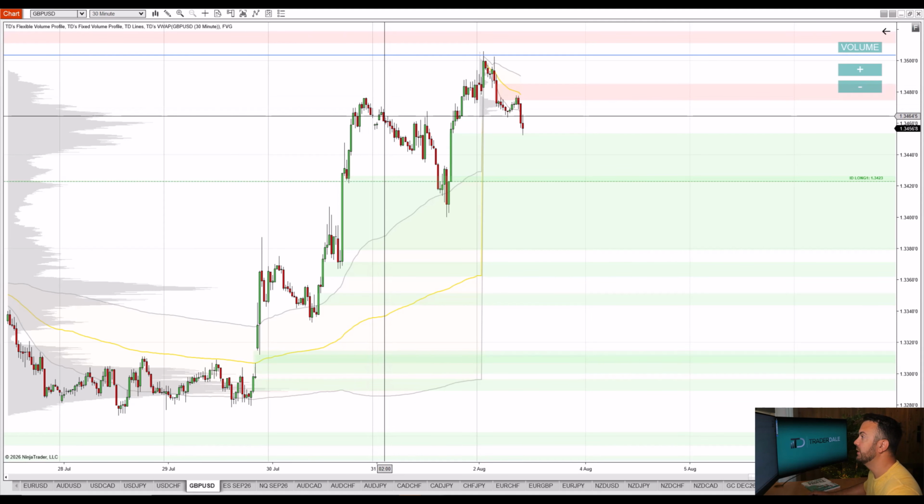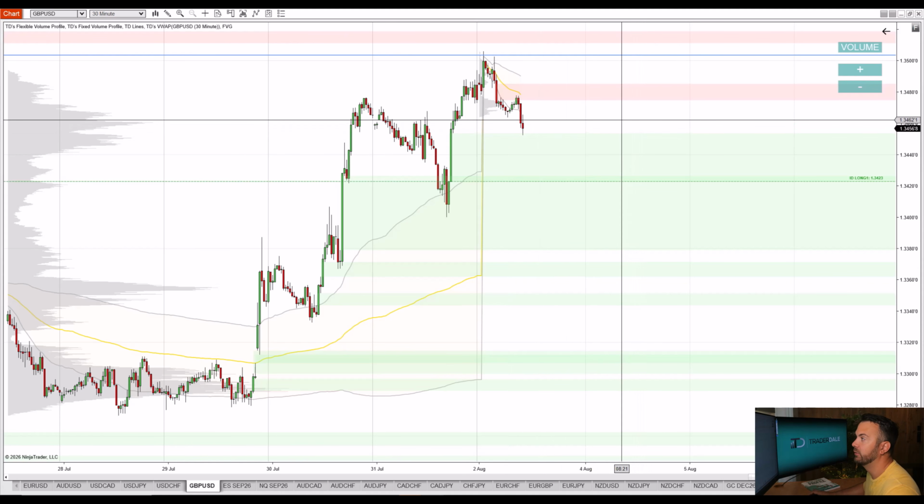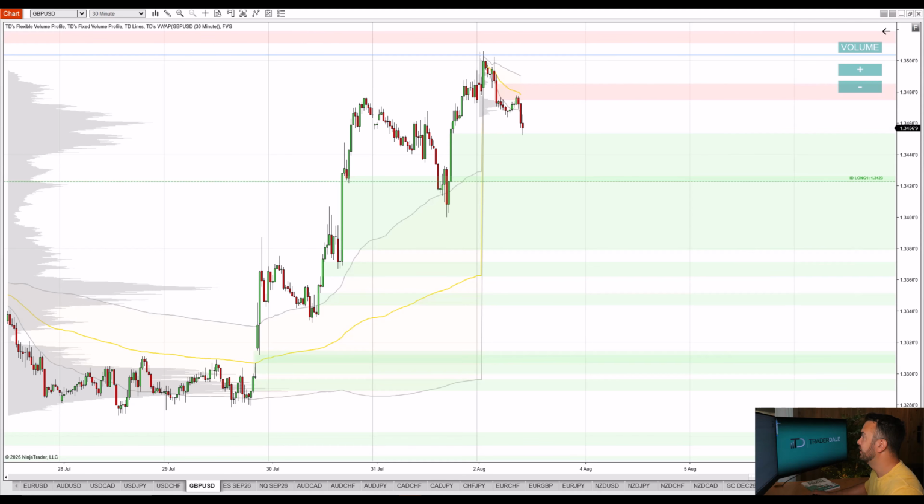What you see before you here is a NinjaTrader 8 platform with my custom-made volume profile and VWAP indicators, and this is a 30-minute chart of the British pound US dollar. Here I want to talk about support which formed on Friday, and here's the support. It is at 1.3423 and it is based on this sharp rejection that occurred on Friday.